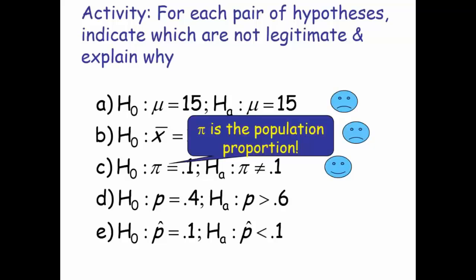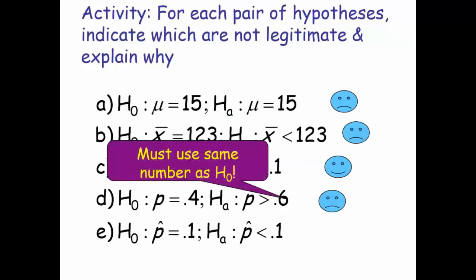All right, statement D, p equals 0.4, and the alternative is p is greater than 0.6. Is that good or bad? And that one's bad. The problem is the numbers need to match. The null being 0.4, we need to gather evidence against the 0.4, not some other random number that we picked.